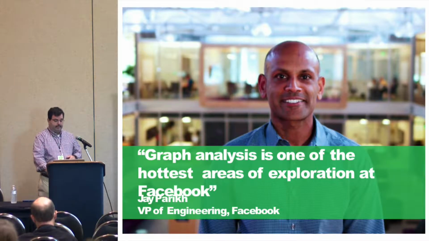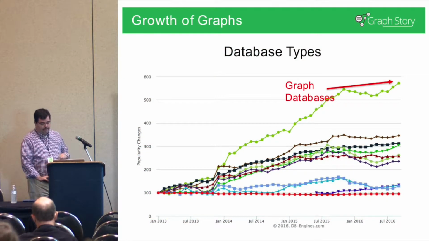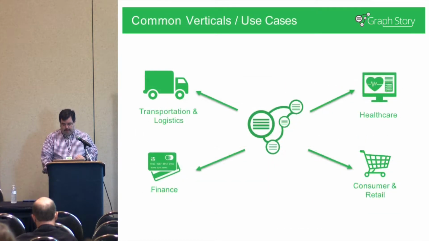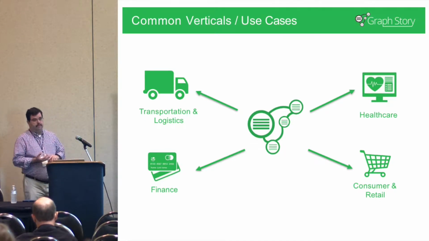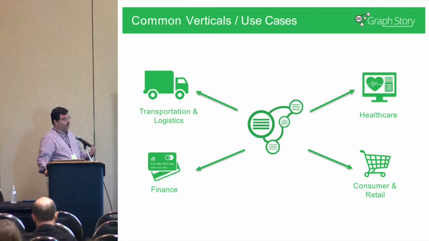And that's why you're starting to see the popularity of graphs grow tremendously. And this is from just last month. There's an index called db-engines.com that looks at the popularity and interests of different types of databases. And some of the common use cases for graphs are transportation and logistics. As you can imagine, a graph with relationships like that, it looks like a map, right? Roads and destinations and starting points.